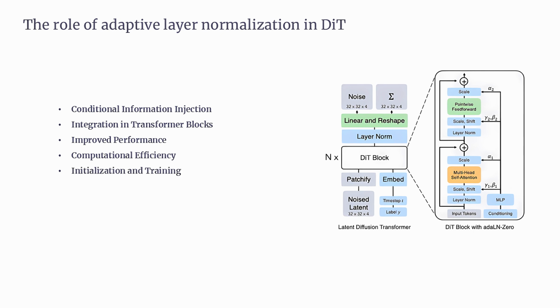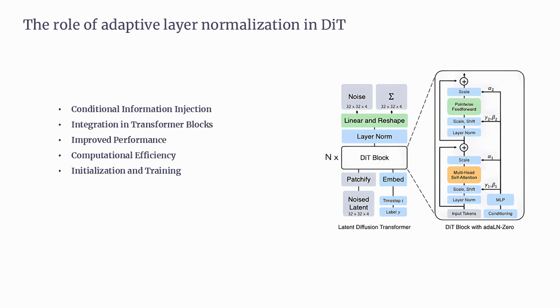The fifth. Initialization and training. AdaLN is initialized in a way that improves model training. Initially, the transformer blocks are set up to behave as identity functions, meaning they don't modify the inputs at the start. This allows the model to begin training from a stable state and gradually learn to use the conditional information, making it easier for the model to adjust as it trains.